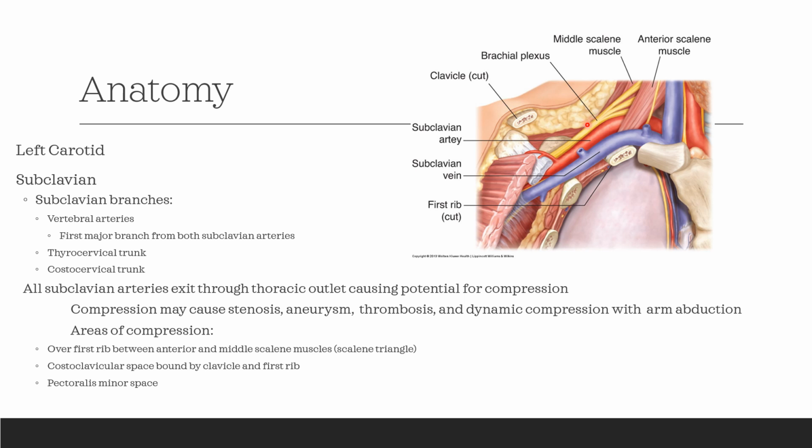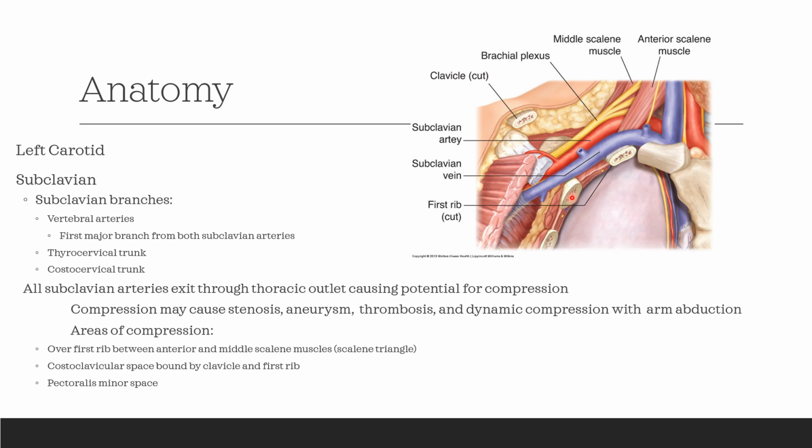Another place that it may be compressed is here at our costoclavicular space. So you see this is our clavicle coming over our first rib. And because the vessels are traveling between those two regions, that compression of the vessel between those two bones can cause obstruction of our vessel there.